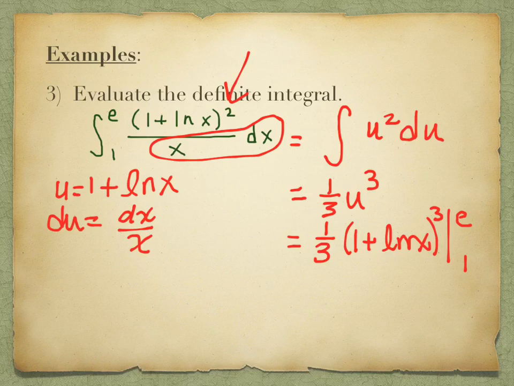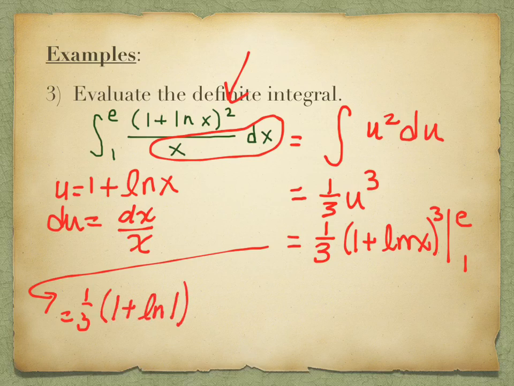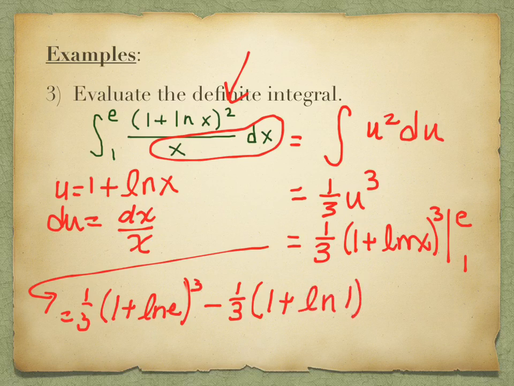Now we're going to plug the numbers in. So I'm going to move over here because I need some more space. So we've got 1/3 times 1 plus the natural log of e, all of that cubed. And then I subtract 1/3 times 1 plus the natural log of 1, and then cubed. I said it wrong the first time; the first one's an e. Plug them in the right order, that would be good. Is that all good?